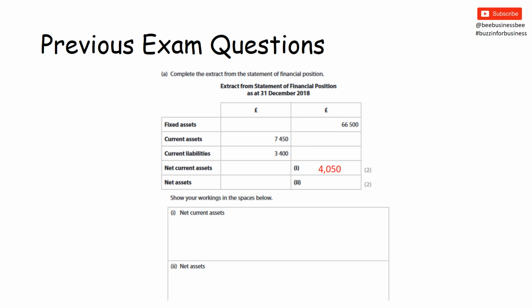So, hopefully you've calculated net current assets as £4,050, and you've done that by doing current assets minus current liabilities. So you remembered your formula. And you've calculated your net assets as £70,550, and you've probably done that by getting your fixed assets and adding it to your net current assets, because that is, remember, the total value of the company, what it's worth at this current point. If you got that right, well done. If you didn't, look at how it's calculated and then give yourself some time to practice and get it right again.